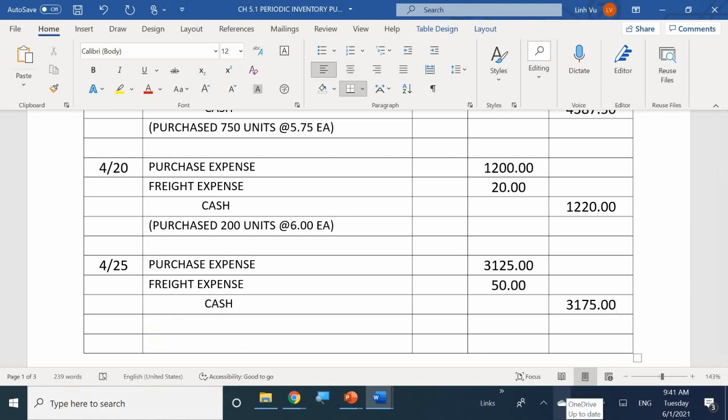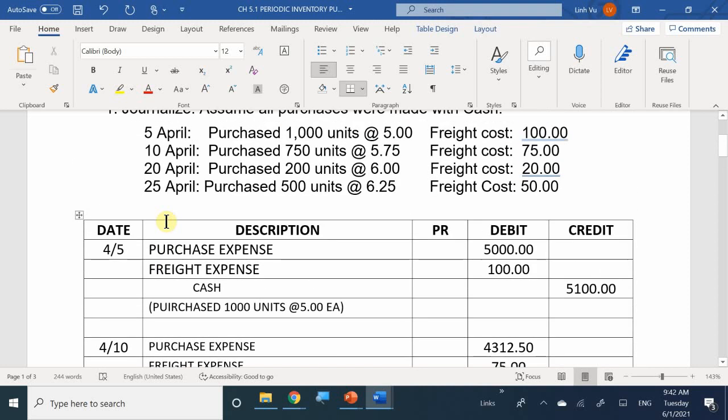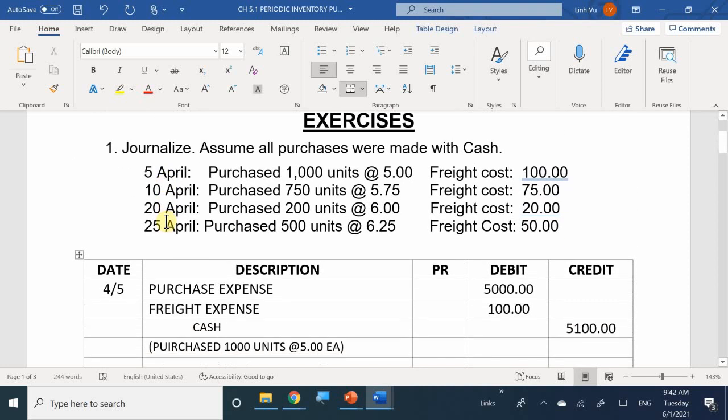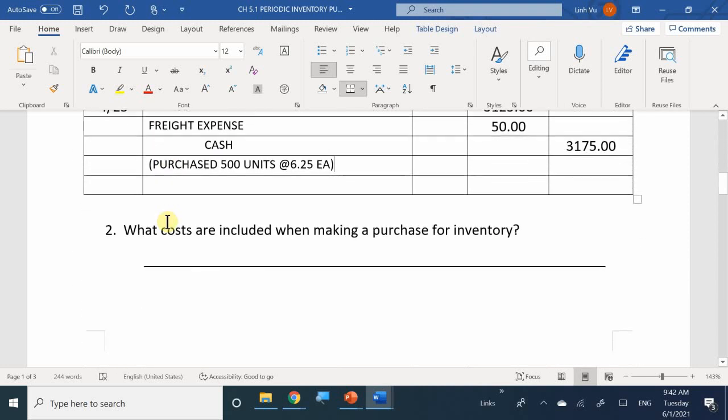All right. And again, I'm gonna make a note that I purchased 500 units at $6.25 each. Okay. And that's how we journalize just our purchases. Okay. Any questions there? No?